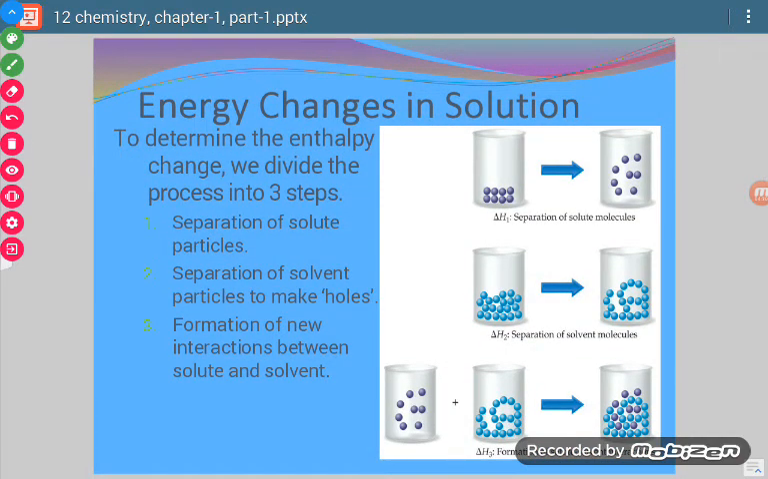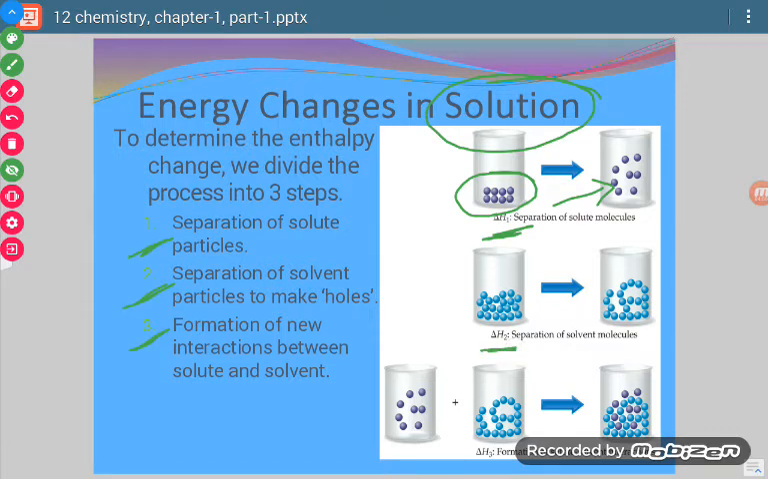Now what are the energy changes involved? During the whole process, during the formation of the solution, what is the total energy change? That can be calculated by the use of 3 steps. First is delta H1, which is the separation of solute molecules. These solute molecules are compact, having attachments with each other. First of all they will be detached, meaning they will separate from each other.